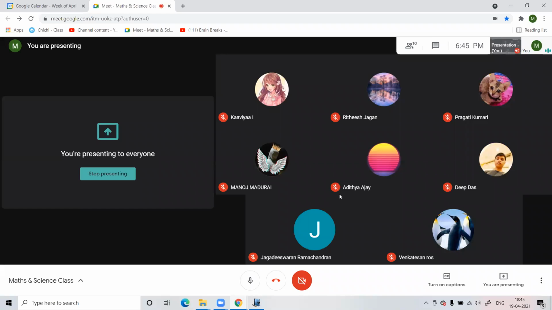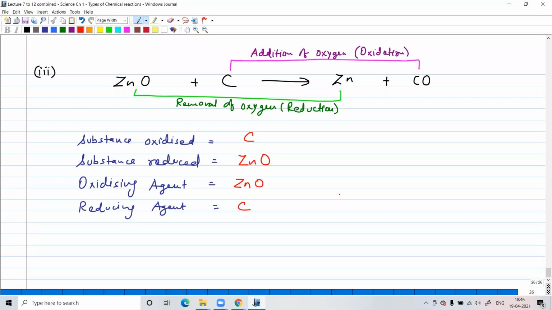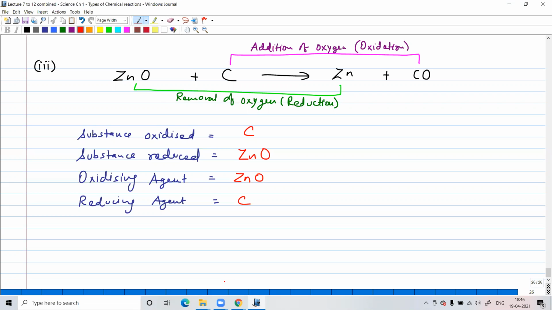Who's missing? One person is missing. Nithya is missing. Nithya has still not joined. Okay, maybe some connection problem.